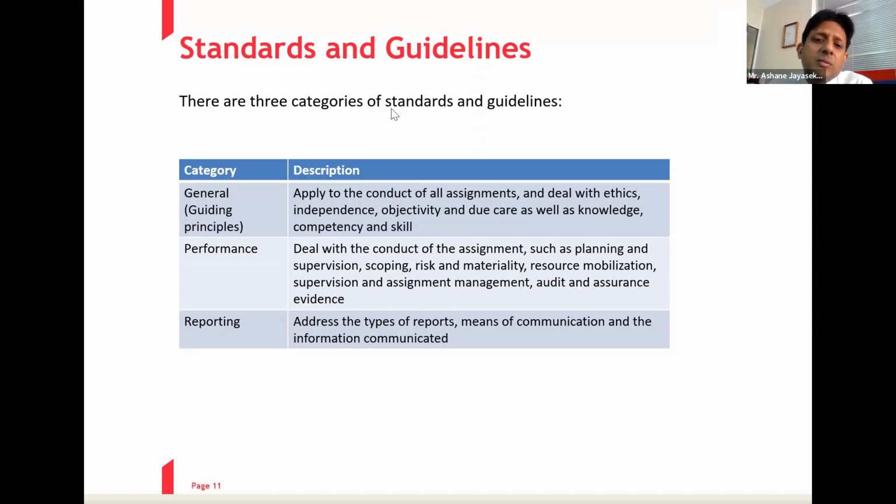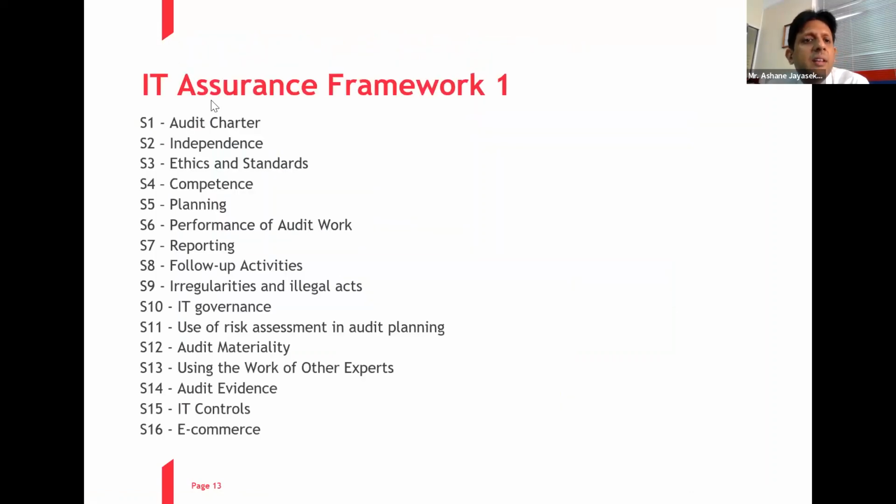Reporting standards will talk about the reports, the contents of the reports, how they need to be communicated, either orally or in written form, and how you need to structure the report. So there is a lot of guidance available out there which you need to make use of, right? So these are the names of those standards. Here you have a standard on the audit charter, independence, ethics standards, competence. And then there's a standard on planning, how to perform the audit work, reporting, like that. You have standards for various areas.